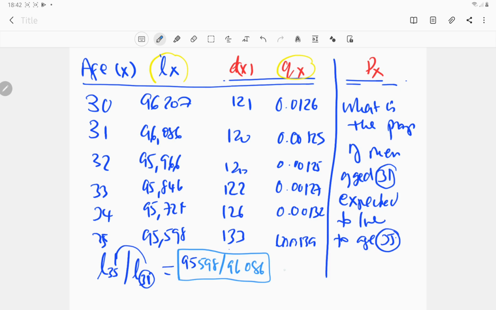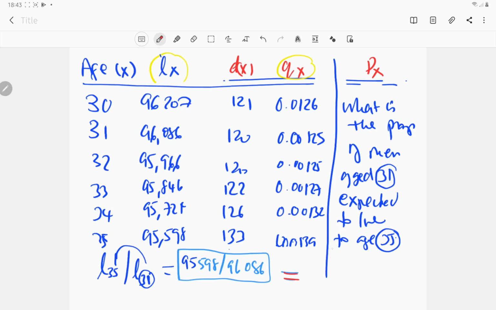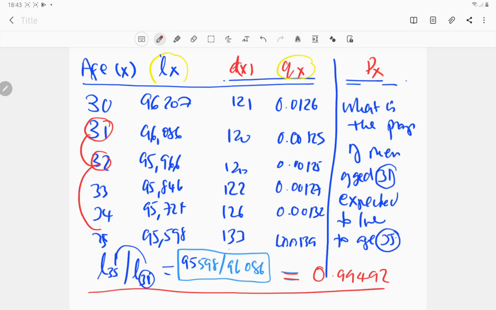At the end of the day, if you divide the values, you get 0.99492. This is the proportion defining the survivorship of men from age 31 to age 35. So you can now determine the survivorship from any age to another, say from 30 to 33, or from 30 to 35, by dividing the number of people alive at those ages.